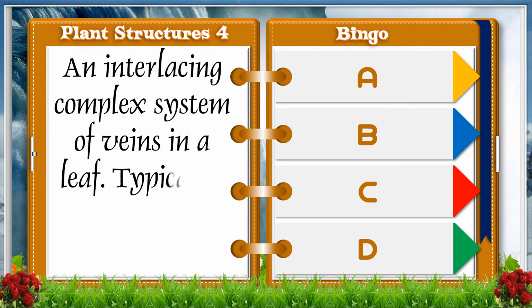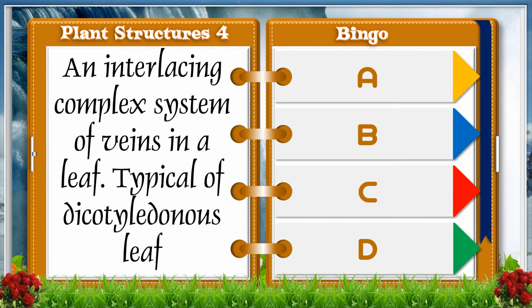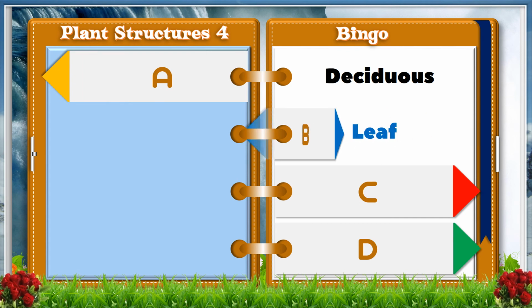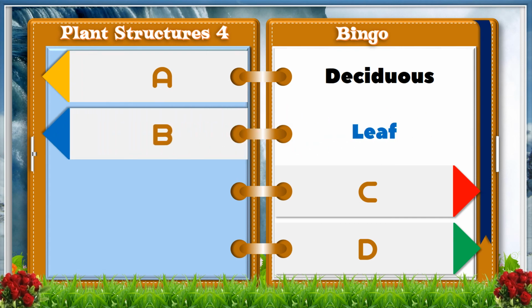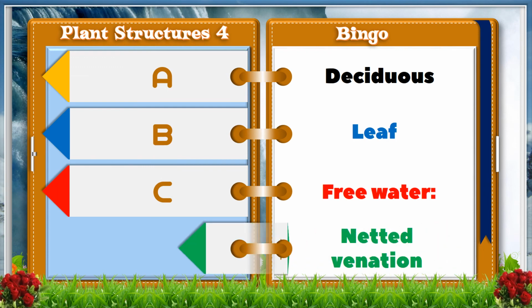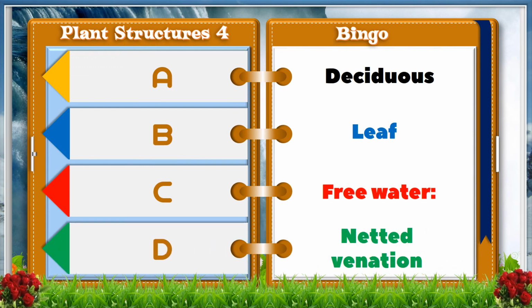An interlacing complex system of veins in a leaf, typical to dicotyledonous leaf. A. Deciduous. B. Leaf. C. Free water. D. Netted venation. And the answer is D. Netted venation.